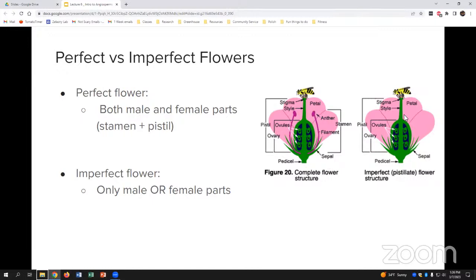Okay. Our imperfect flowers are only going to have one set of structures. So in this image, we can see that we have a stigma, style, and ovary, but there's no stamen, there's no filament, there's no anther in the flower. So it's imperfect, basically because it can't pollinate itself. It can't do both parts of pollination. Has an ovary and these ovules to be fertilized, but it's not going to produce pollen. It's not going to produce these male structures.